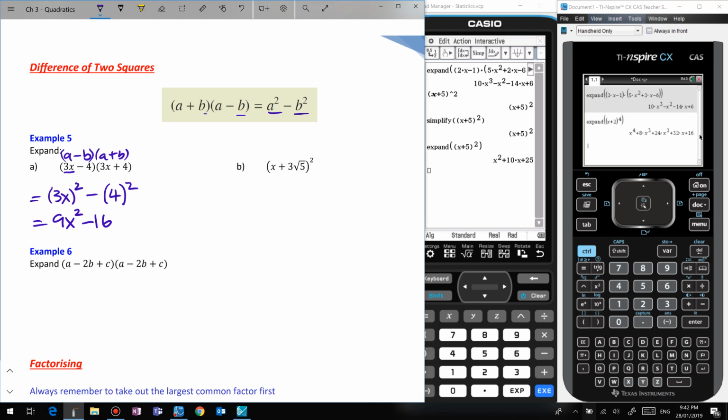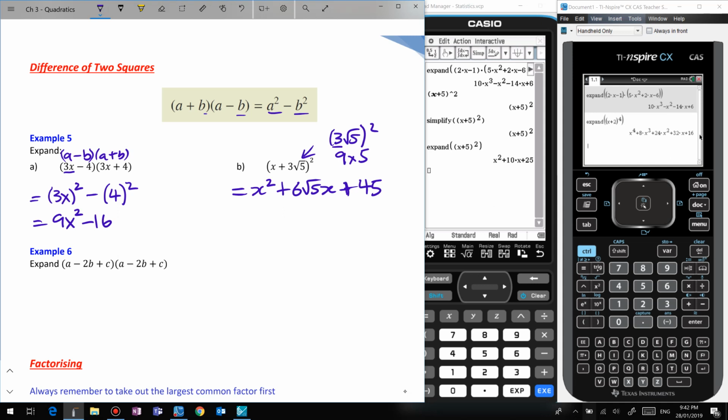This one here is a sum. It's a perfect square, sorry. So we just do first term squared, x squared, plus 2 times my first term times my second term. So 2 times x times 3 root 5, 6 root 5x, and then plus my second term squared, which is just this squared, 3 root 5 squared. If I square 3, I get 9, and if I square root 5, I get 5. When we multiply them together, we get 45.